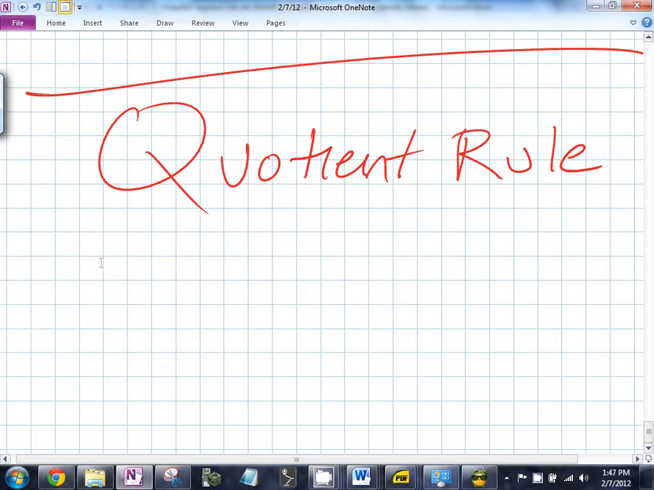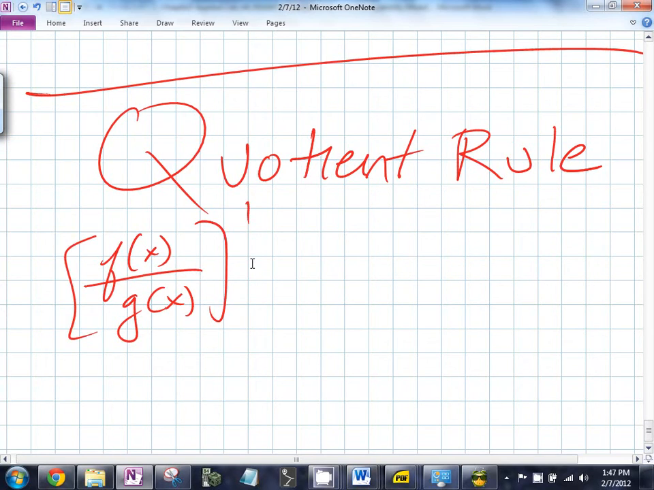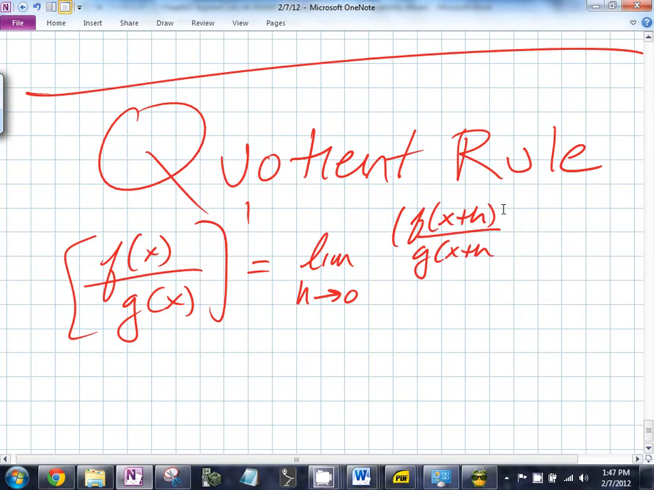To do that, let's say we wanted to use limits, we would have to write the limit as h goes to 0 of f of x plus h over g of x plus h minus f of x over g of x, all over h. Can you play around with that a whole bunch?